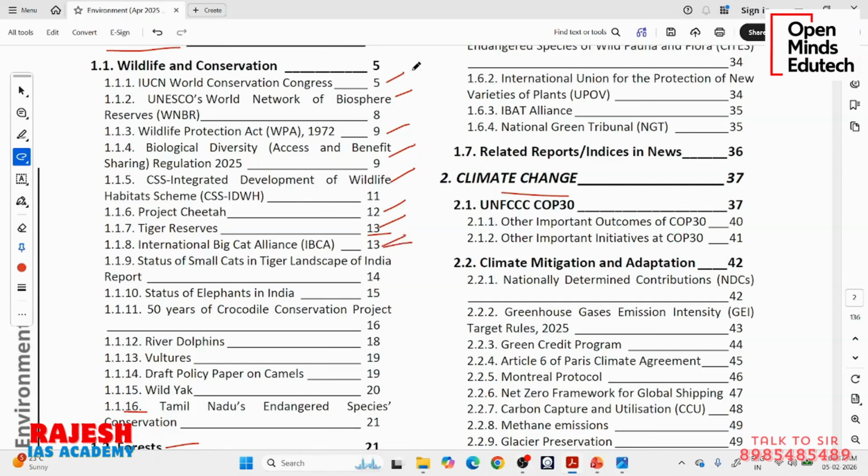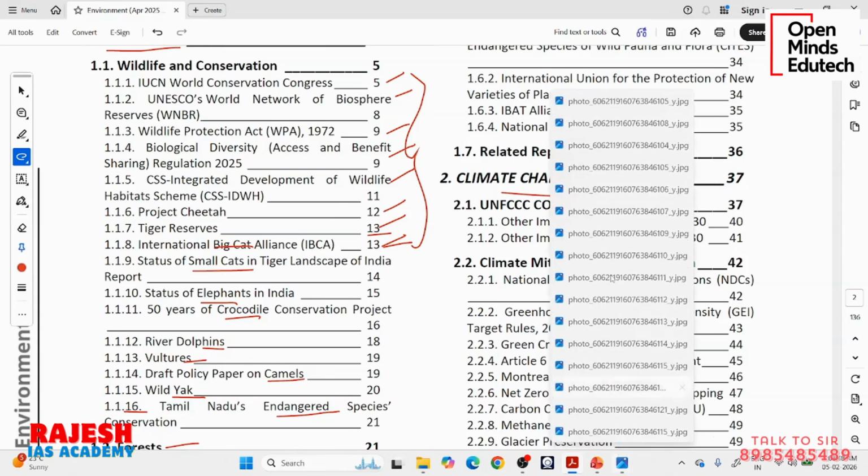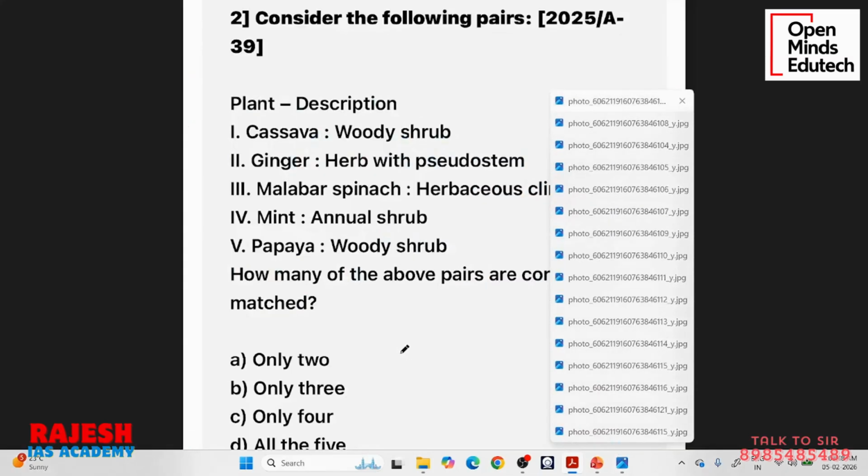Because we are seeing so many animals here, let me discuss all the PYQs from this area, from biological diversity. Let us get an overview of how questions are being asked, various questions framed on wildlife, animals or plants. We are going to read about big cats, tigers, cheetahs, small cats, elephants, crocodiles, dolphins, vultures, camels, wild yak, and some endangered species from Tamil Nadu. Because we are going to read more animals and have already read so many, like lions, let us view all the previous year questions from this wildlife, biodiversity section.